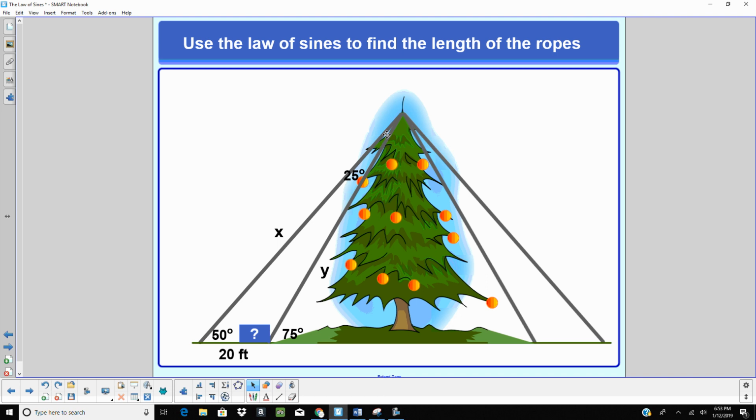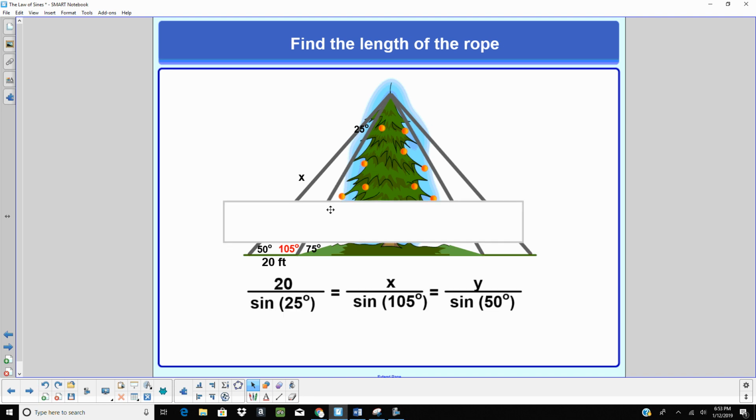So we know the angle between the two ropes at the top is 25. The length of the first rope, it looks like it's X. The second one is Y. We have to find that missing angle right there. Well, I know the 75 and that angle are going to form a straight angle. So that's going to have to be 105 degrees. You could also have added up the 75 and the 25 and subtracted it from 180.